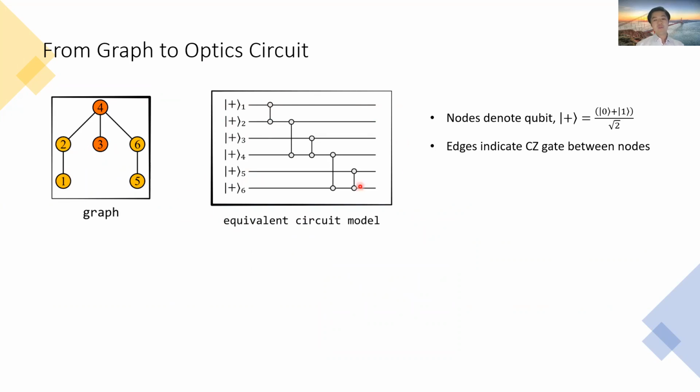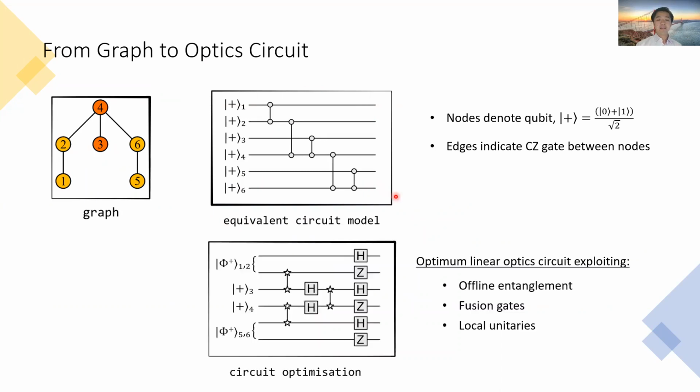We do note that CZ gates are notoriously difficult to implement in linear optics as they operate non-deterministically, and combining 6 of these together means that the probability of success is just impractically low. And hence we went off and optimized this circuit for linear optics demonstration using 3 key resources.